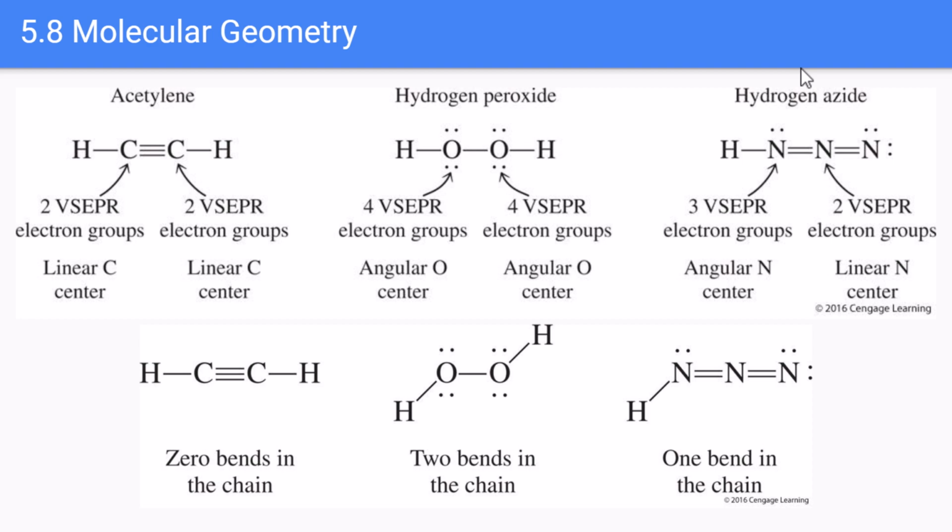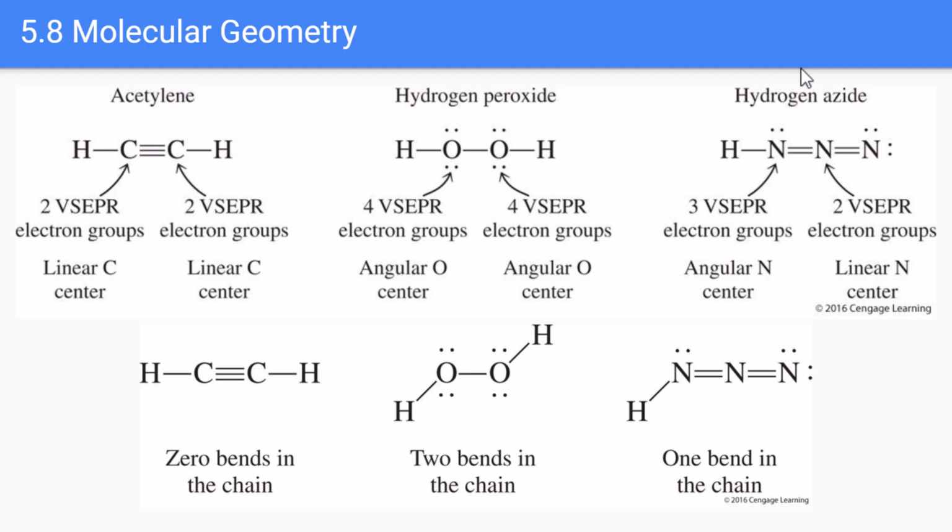And you see that there really is no bend in the chain that's there. When we look at hydrogen peroxide, each oxygen there has 4 groups, or a steric number of 4, because each oxygen has 2 bonds and 2 lone pairs attached to it. So that means that each oxygen is going to have an angular or bent geometry, and you see that in the structure that I've listed below.